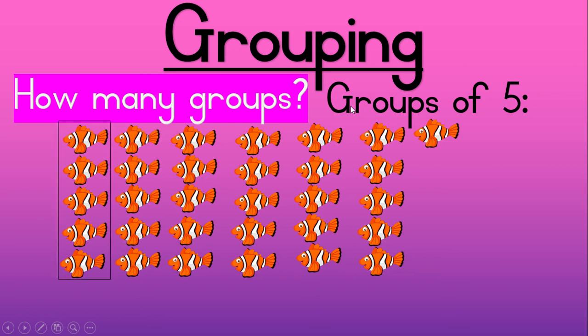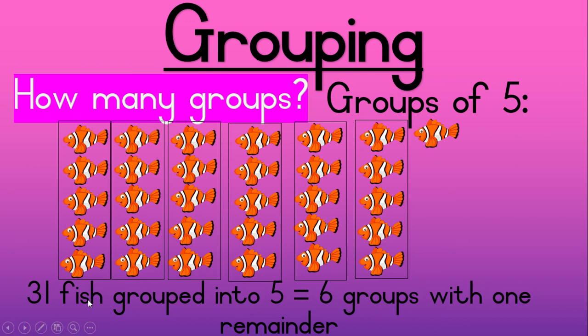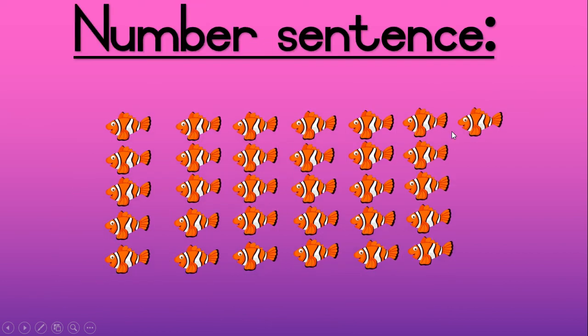So we have 1 group, 2 groups, 3 groups, 4 groups, 5 groups, 6 groups, and then we have 1 left. Therefore, we can say that 31 fish grouped into 5 gives us 6 groups with 1 remainder. See, we have 6 groups, and then we have 1 left because we only have 1 and not 5.